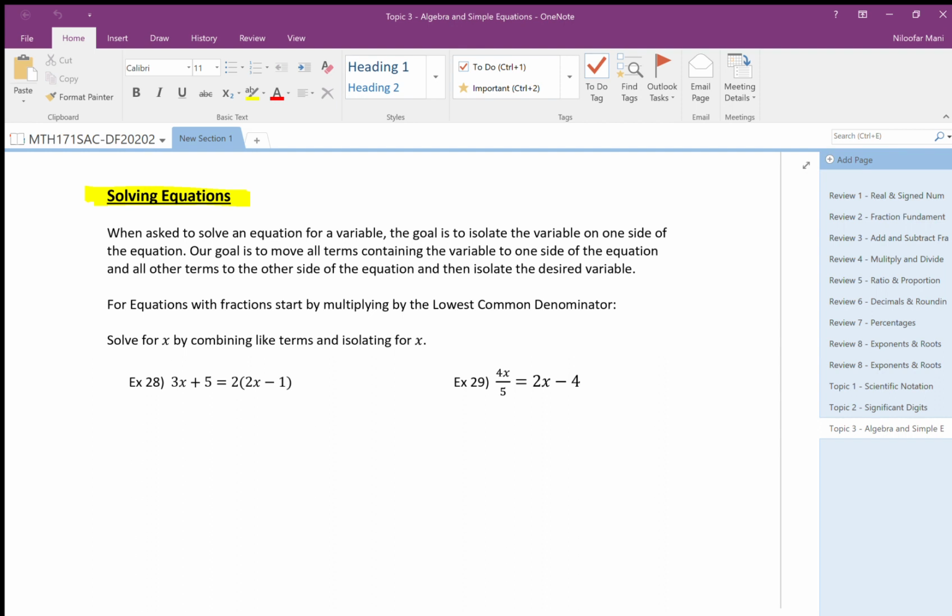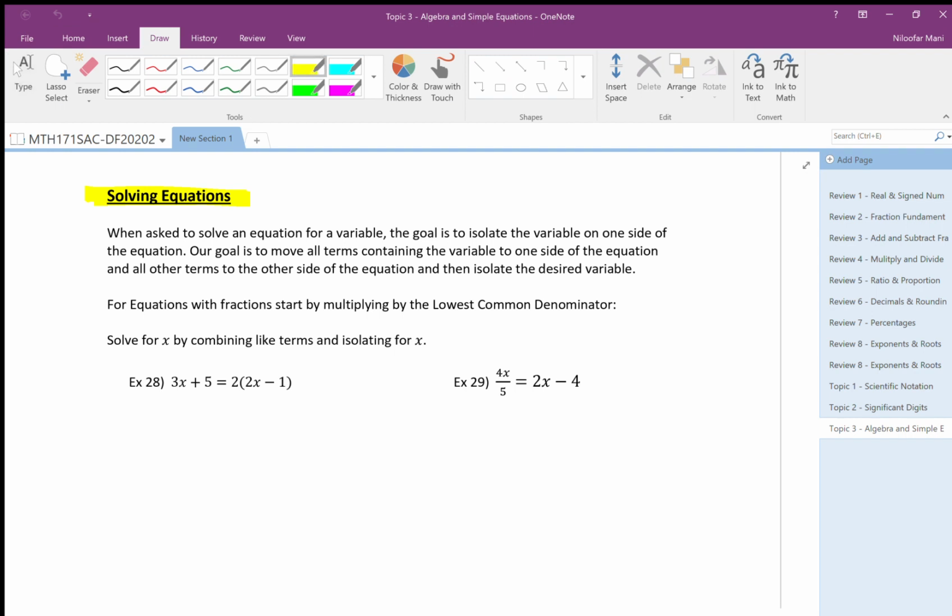Okay, so there are no written rules where I can say step 1, step 2, step 3. You have to have a different approach for different questions. But I have good news for you: when you have an equation and you want to solve it for one variable, the goal and the purpose of solving is to isolate that variable.